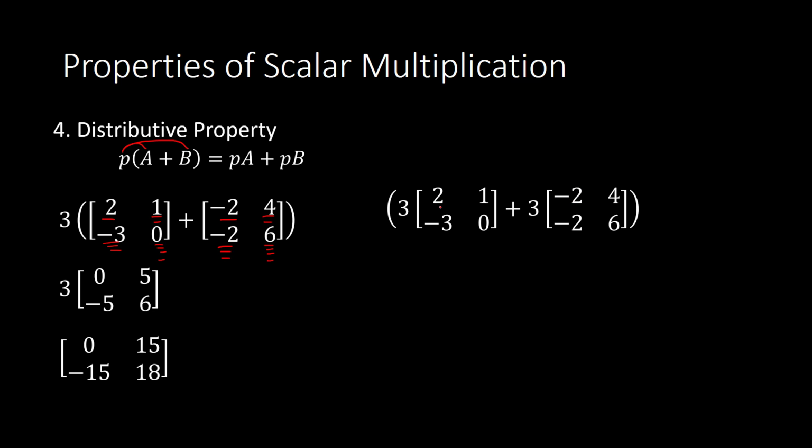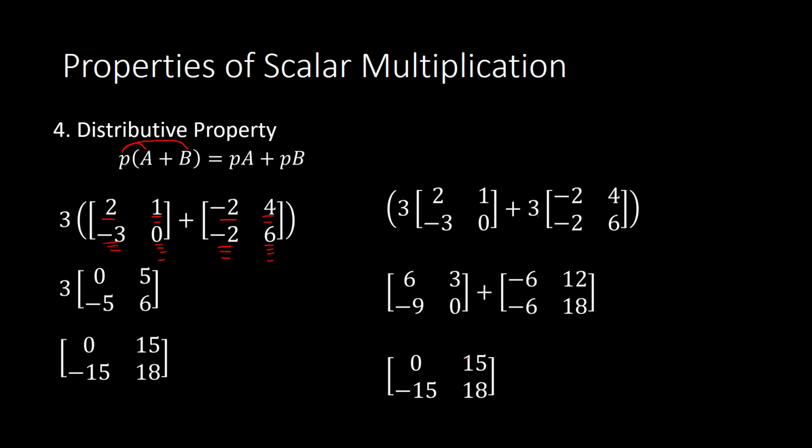So 3 times the first matrix, I get 6, 3, negative 9, 0. Second matrix, I get negative 6, 12, negative 6, and 18. And then add together, and notice I'll get the same resulting matrix. So the distributive property also holds true with scalar multiplication.